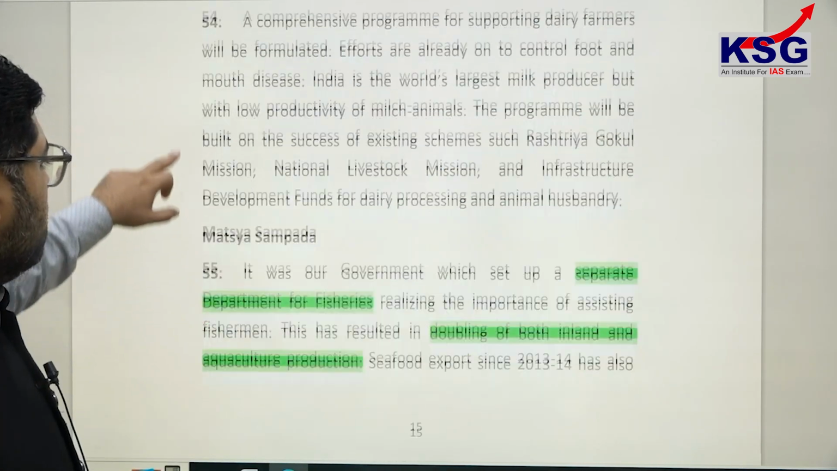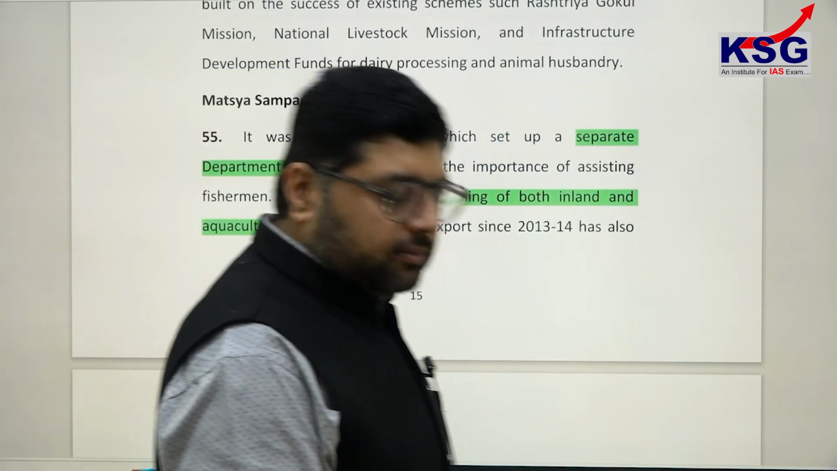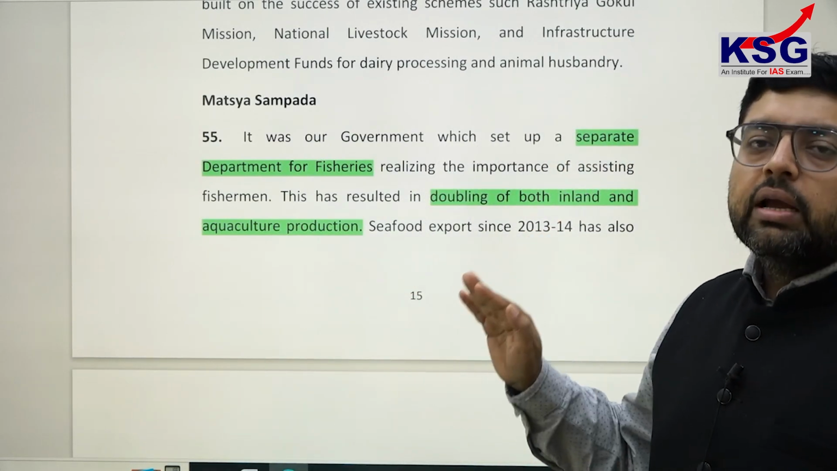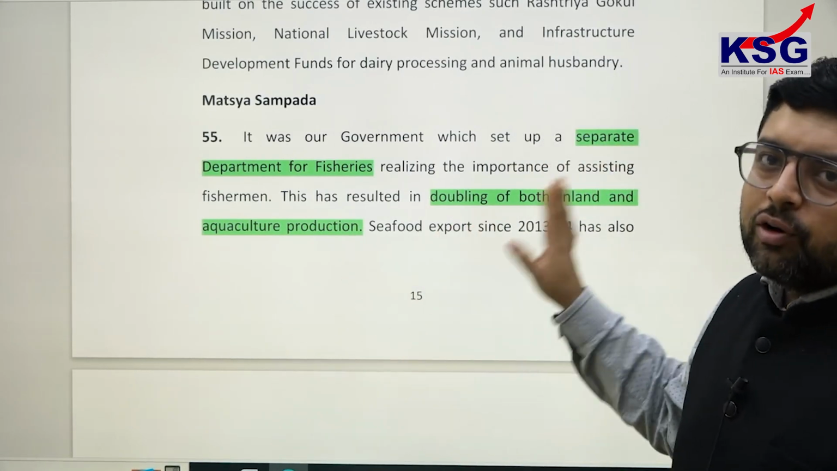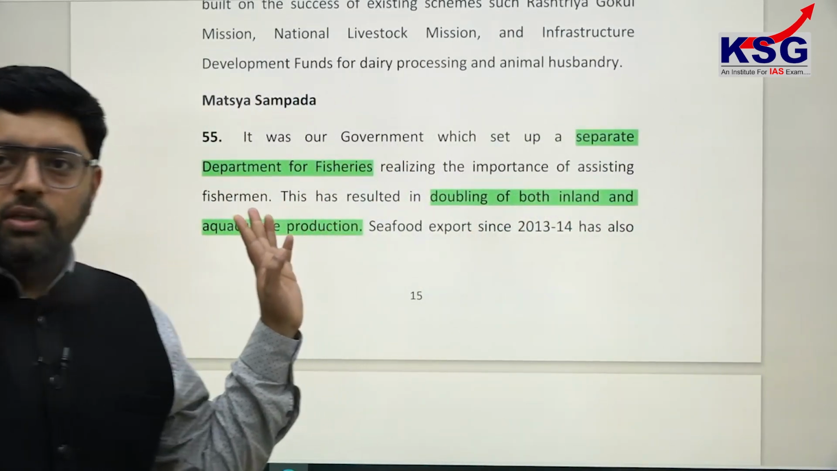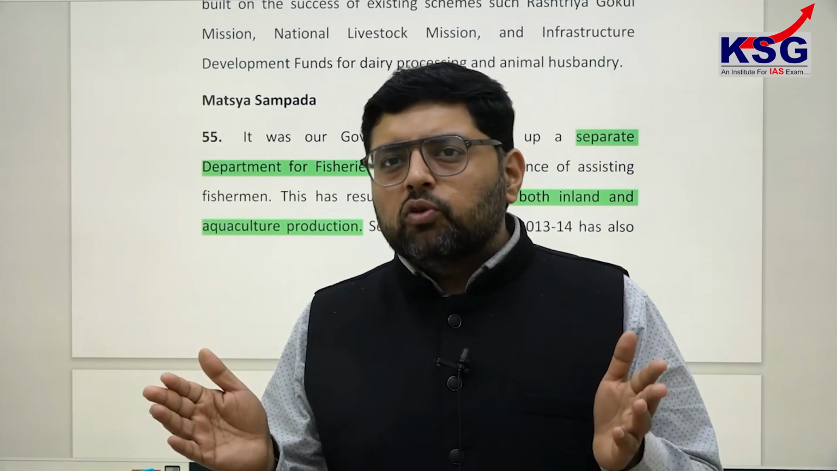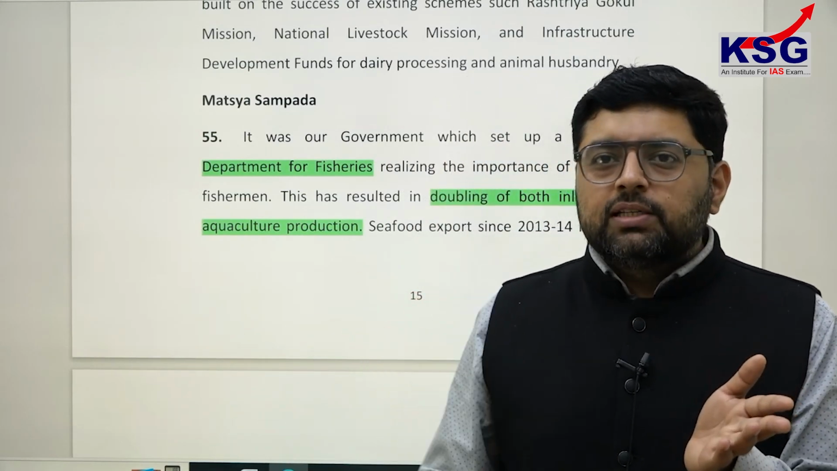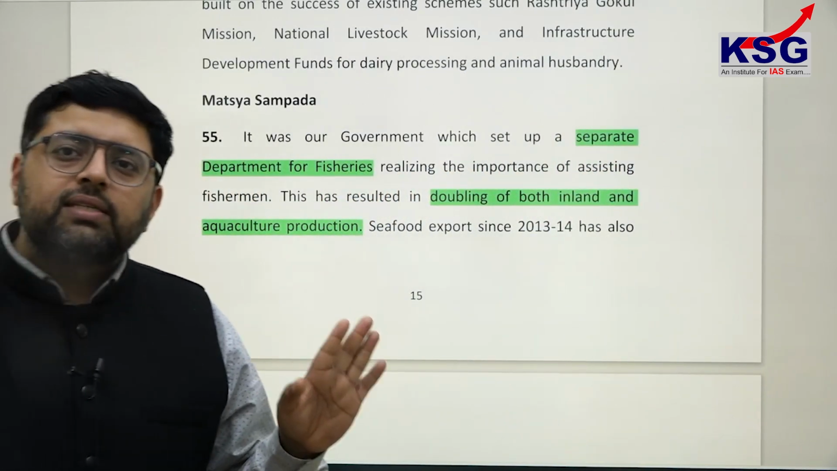Okay. Now Matsya Sampada Yojna. This is for the fishery sector or aquaculture. We already had some good results or achievements under aquaculture. First of all, the government says that we have come out with a separate department for fisheries. This government has come out with many different initiatives. They have created some different ministries also, like the ministry for cooperatives.